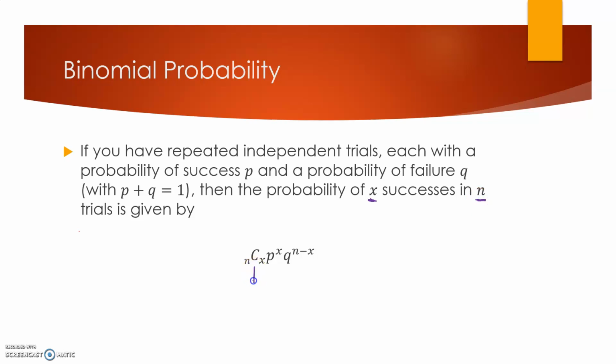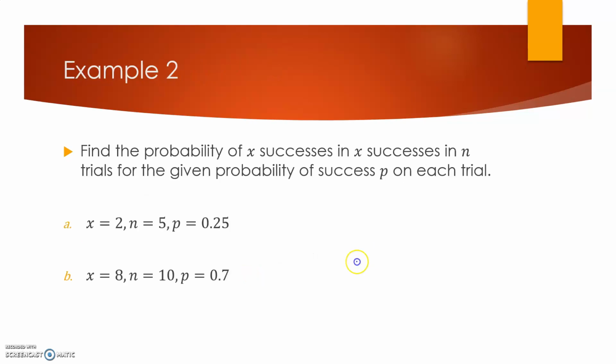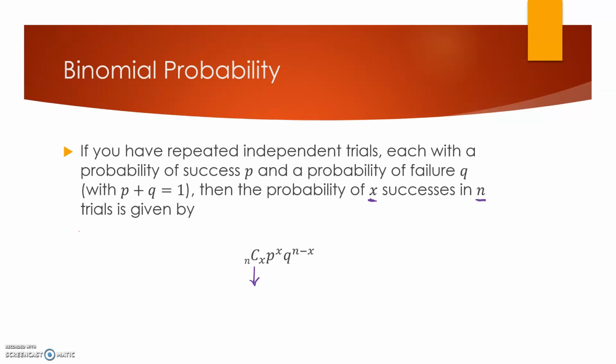Now, this might look a little bit new or different to you. Calculating nCx is just calculating a combination. It means that we are going to take n factorial over x factorial times n minus x factorial.